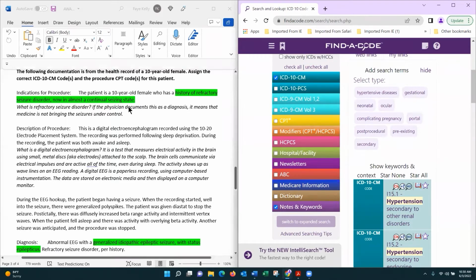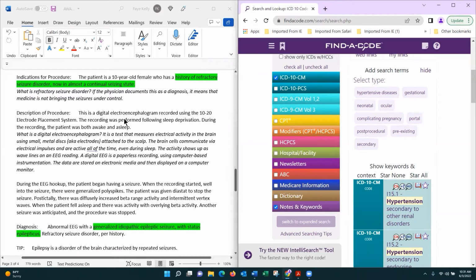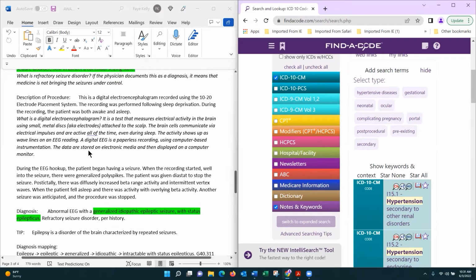So once again, what I've done is in these two documents today, I broke down what I want you to do in your homework when you're looking at these reports. What is refractory seizure disorder? Okay, it simply means that the medicine's not bringing the seizures under control. So you need to know that. All right, then the description of the procedure.